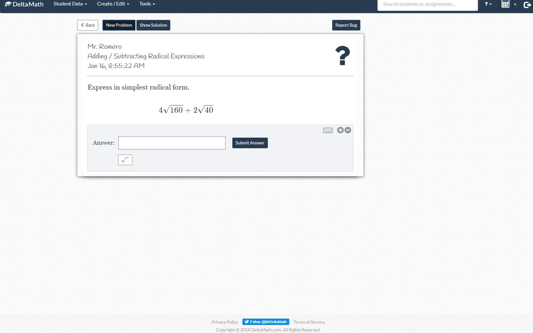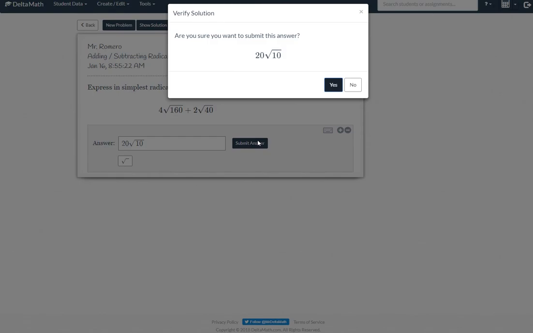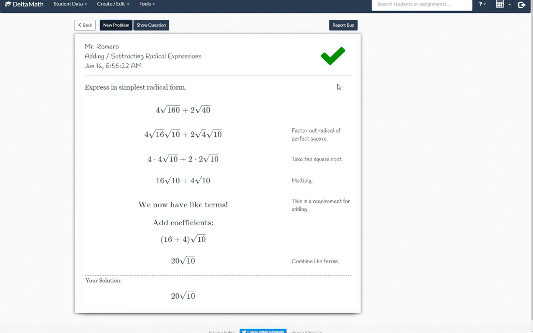You said 20 square root of 10. Yeah, that sounds about right. But let's see. Board, show me 20 square root of 10. Boom. So let's see how we got that.